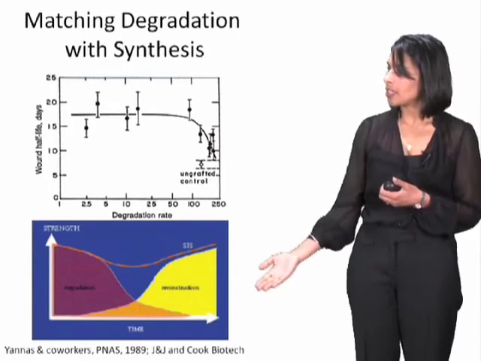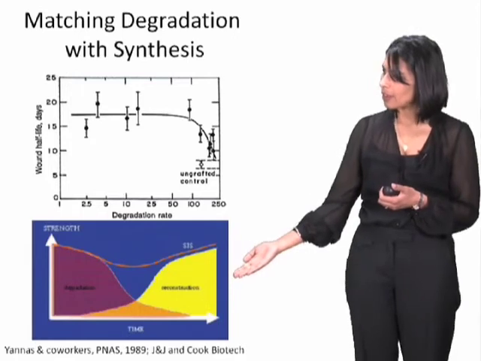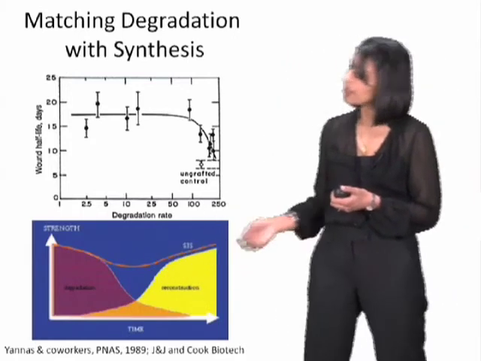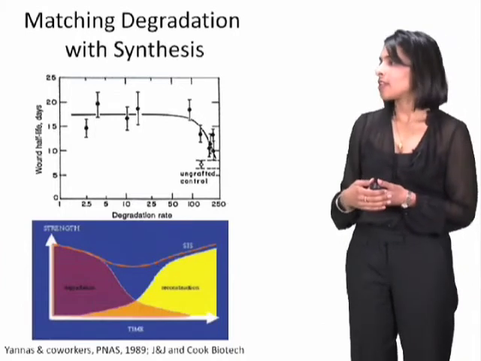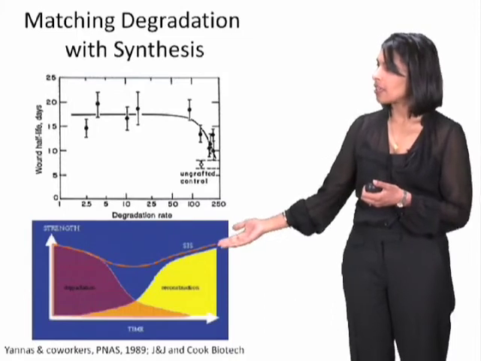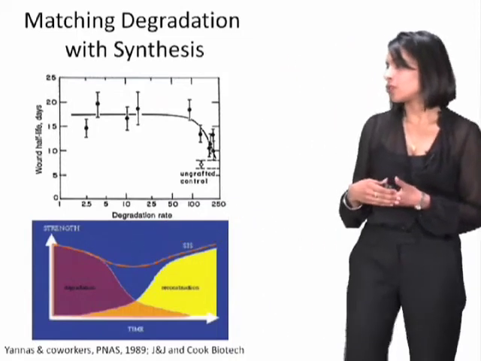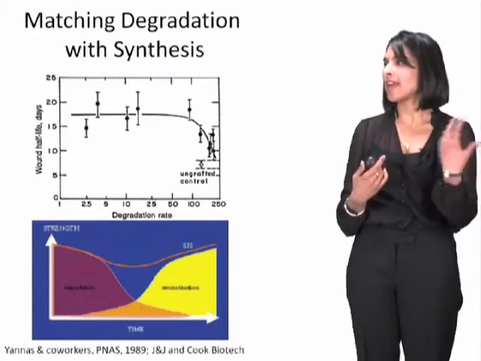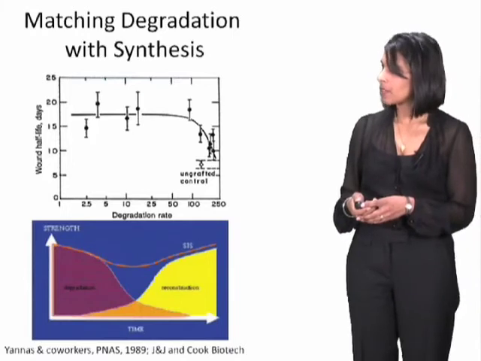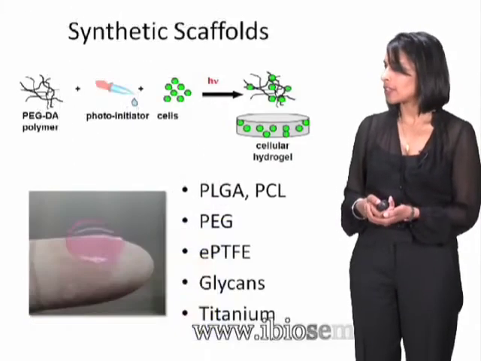And one can actually see that in the CIS experiments, in this bottom graph here, they've conceptualized this as follows. So the degradation time of the material is decreasing, and the production of extracellular matrix is increasing. And the CIS actually bridges the gap in those two time scales. So it's important to match the degradation with the host synthesis. So that's a material property that's important. What are the materials actually?